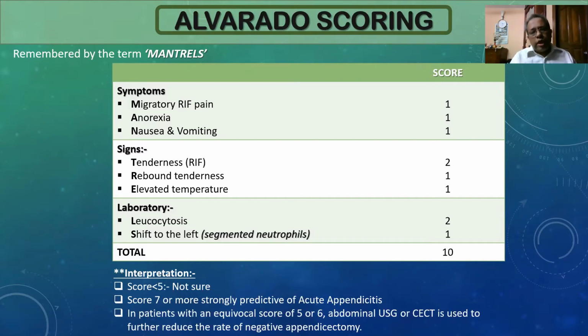In patients with an equivocal score of 5 or 6, abdominal ultrasonography or CT is used to further reduce the rate of negative appendicectomy. So whenever the score is 7 or more, you can go with less investigation. But whenever there is confusion, with a score of 5 or 6, then for more confirmation and to avoid negative appendicectomy, go for CT scan, ultrasonography, etc.